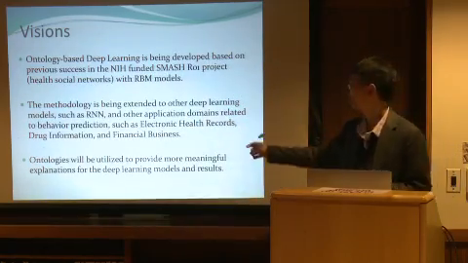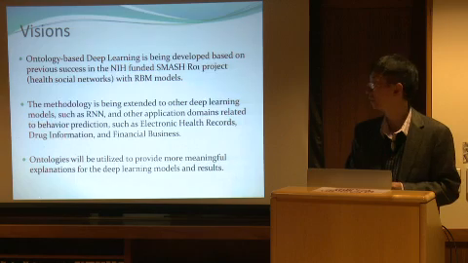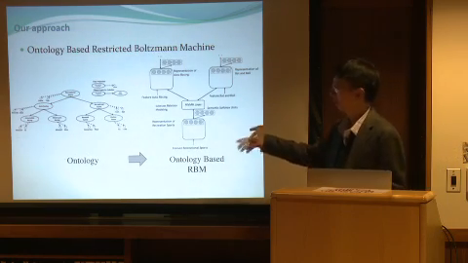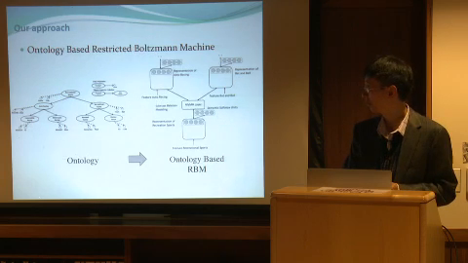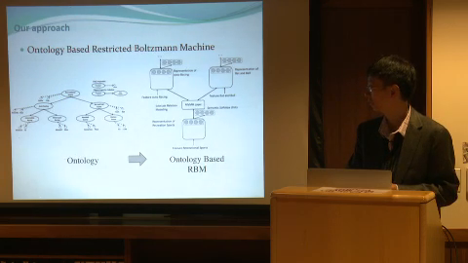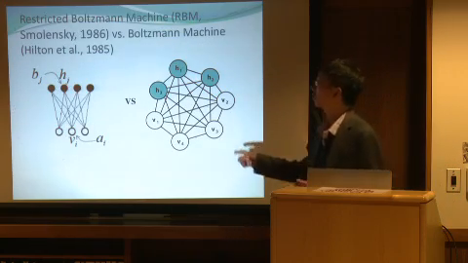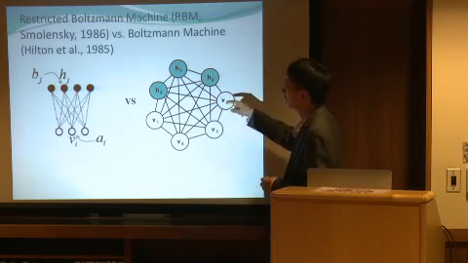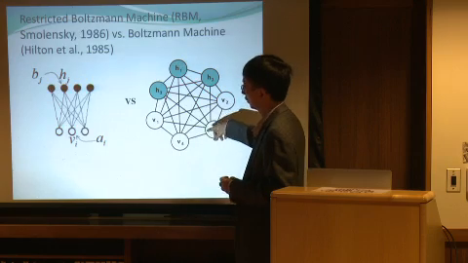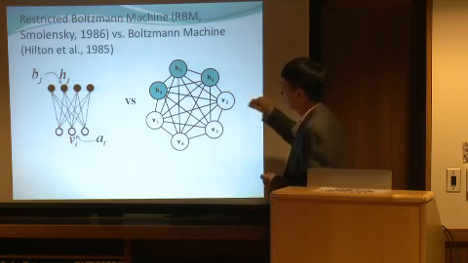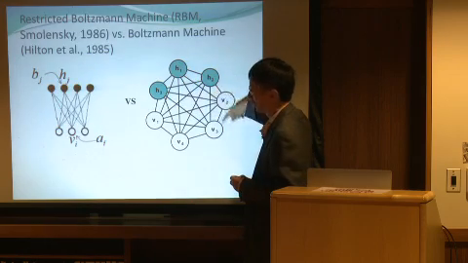So we hope we can do explanation as well. That's ongoing work. I will go into the little details about how we can design these deep learning models. This deep learning model is called a Boltzmann machine, because we have different neurons, and in a Boltzmann machine basically any neuron is related to any neuron.